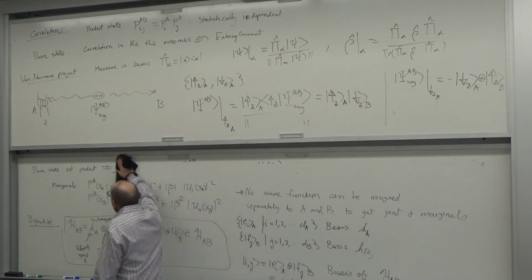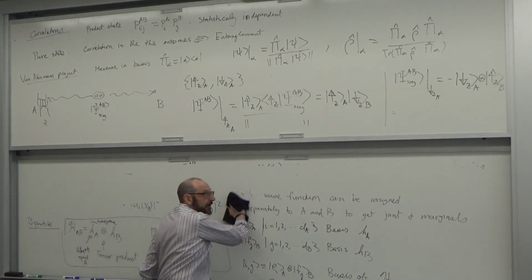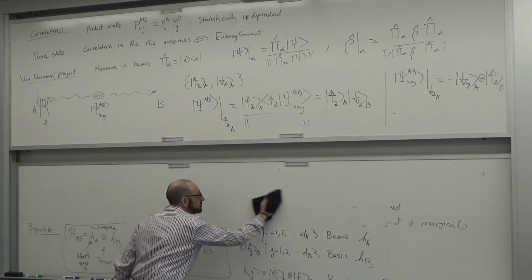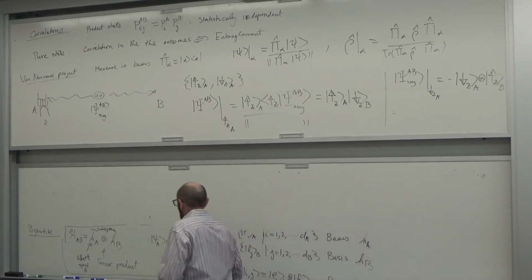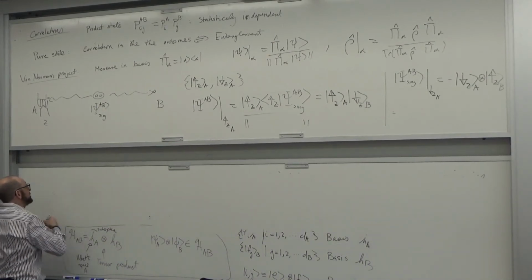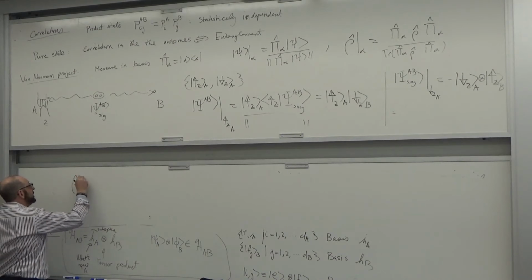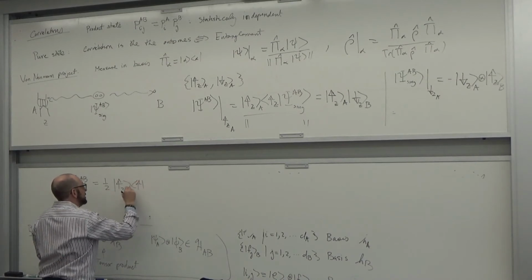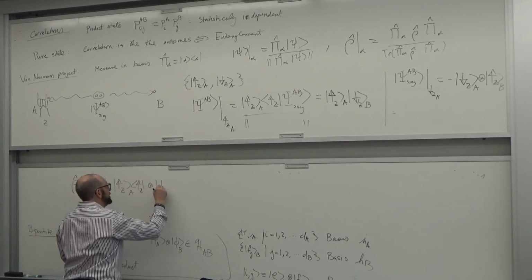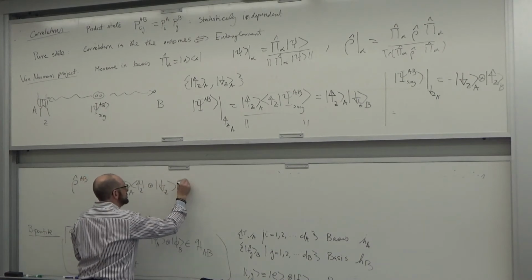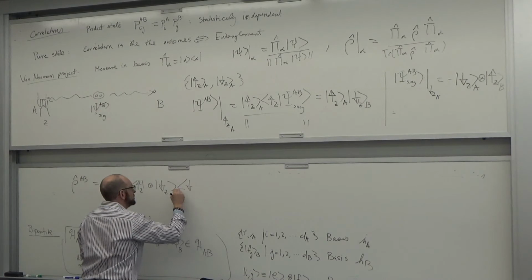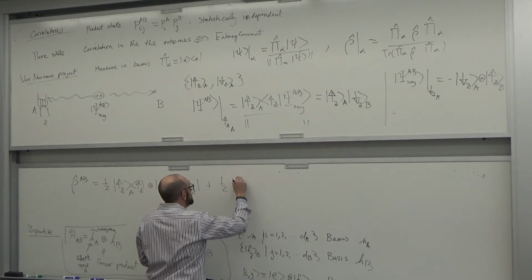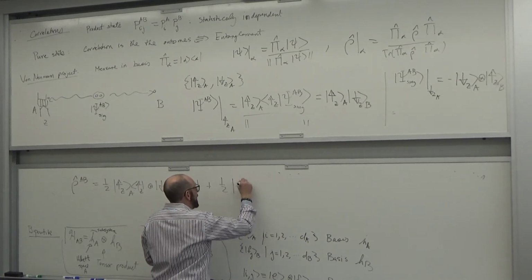So you might say, all right, that's nice, but who cares? I mean, this state would do the same thing. Suppose I had the state rho, which was 50% of the time I have this state, and 50% of the time I have this state.